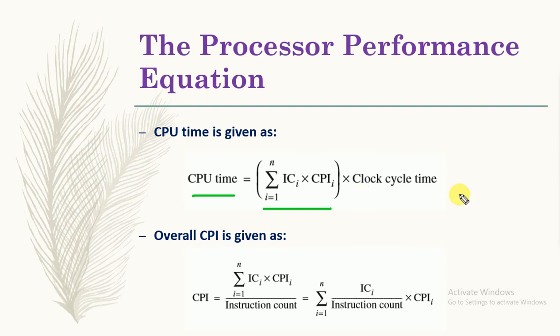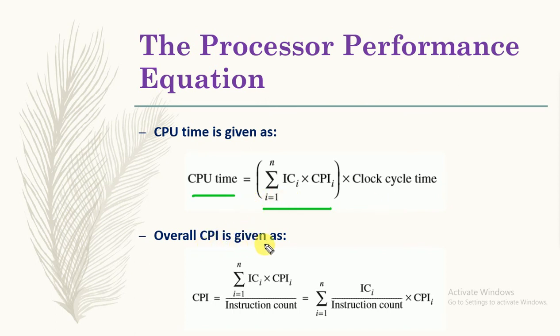Okay, so that was the formula there, right? Instruction count into cycles per instruction into clock cycle time. So when it comes to the total CPU time for all the programs, for all the instructions, the summation of all the instructions and their counts will be taken, and the clock cycle time will be multiplied with that, and we will get the overall CPU time.